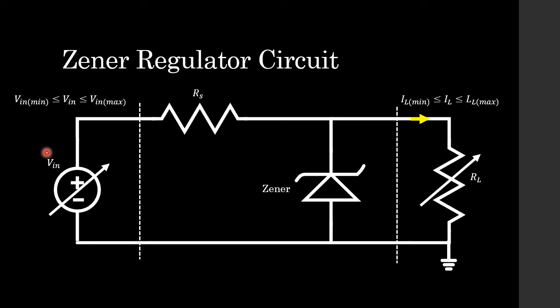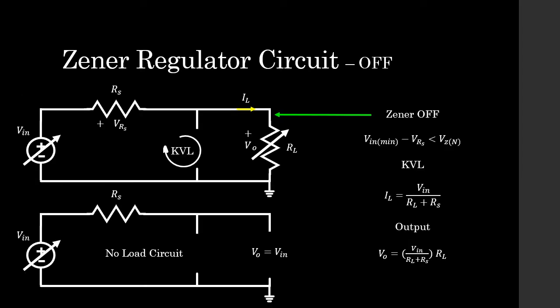So looking at the circuit, we have a variable input voltage, which is a DC voltage. That has an input voltage which has some minimum value and some maximum value. On the second part of the circuit, we have a resistor RS, and we then have our Zener diode, which is connected in parallel with the third part of the circuit, which is a variable load resistor. So that means this load resistor is going to draw a current, IL, which is going to have some IL minimum value and some IL maximum value. So let's go ahead and begin analyzing the circuit.